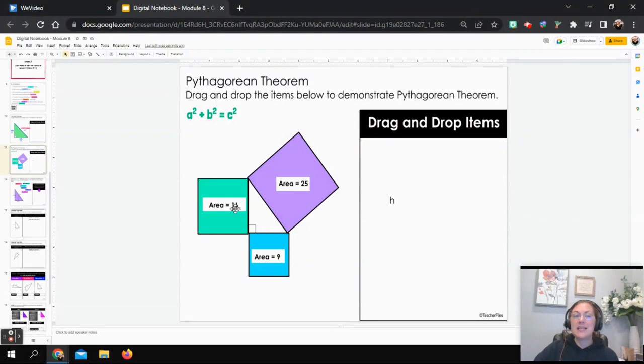What I want you to see is that in order to find these areas, we actually did 3 times 3, which is the same thing as 3 to the second. We did 4 times 4, which is 4 to the second. So when we take the a to the second in our Pythagorean theorem plus the b to the second, we do get our c to the second here. All right, let's keep going.